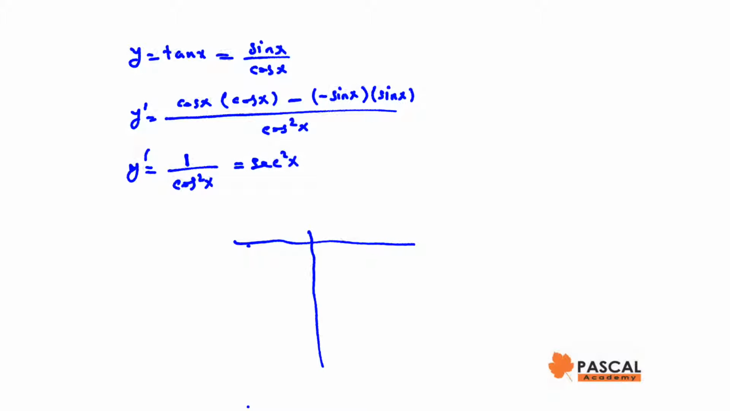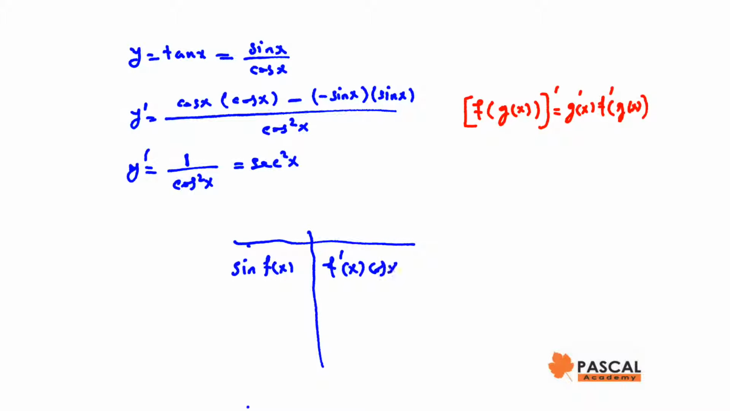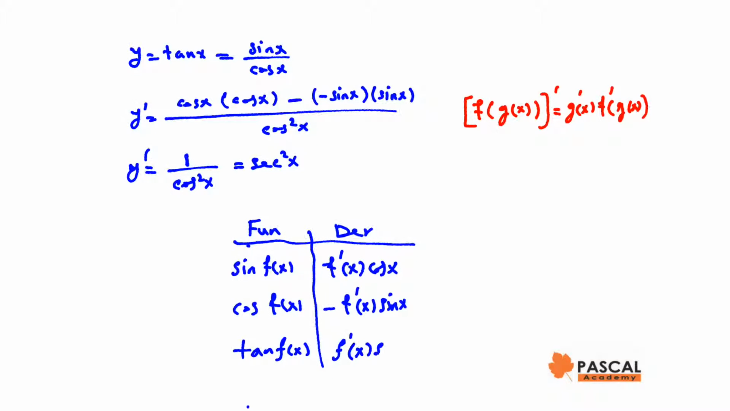By applying chain rule, derivative of f of g of x equals g prime of x times f prime of g of x, we can say derivative of sine of f of x is f prime of x cosine of f of x. Derivative of cosine of f of x is minus f prime of x times sine of f of x, and derivative of tan of f of x equals f prime of x times secant squared of f of x.